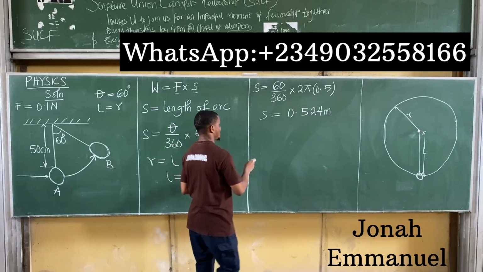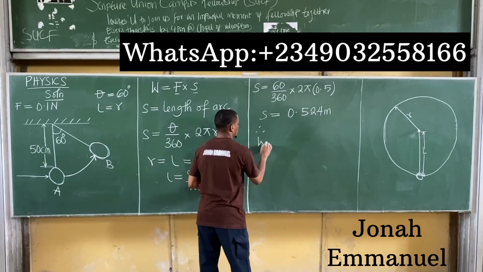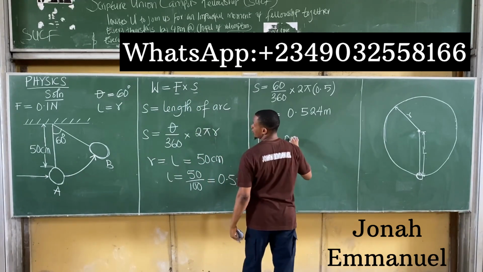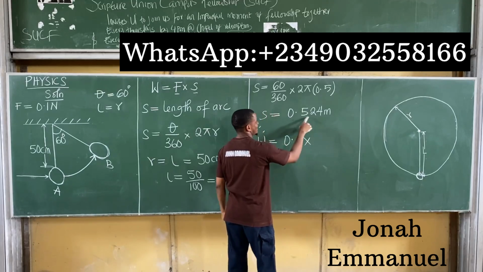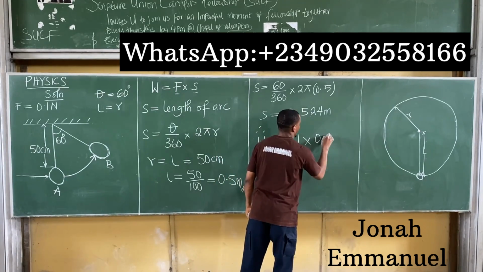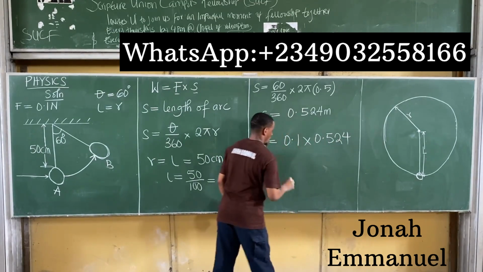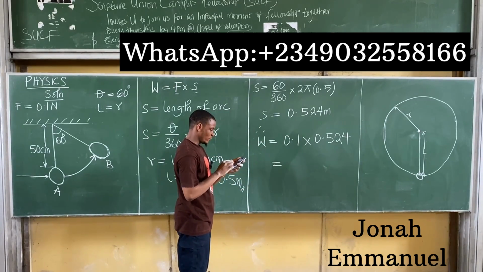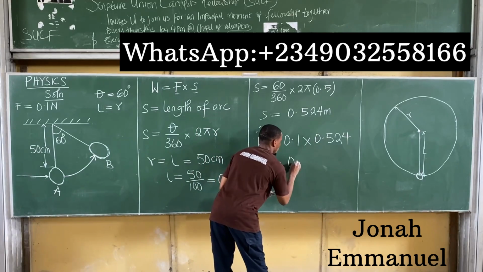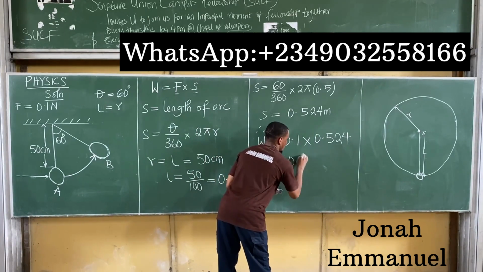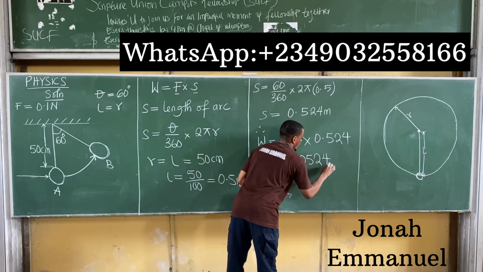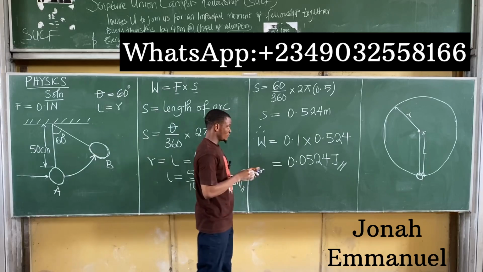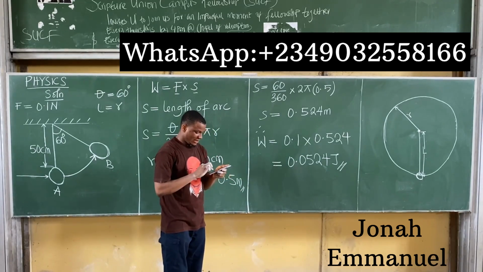So if that's true, it means that the work done is equal to force, which is 0.1, times distance, which is the length of the arc, 0.524. Multiplying this, I have 0.1 times 0.524, that's about 0.0524. Work done is in joules, or Newton meter. All right, let me check my options here.